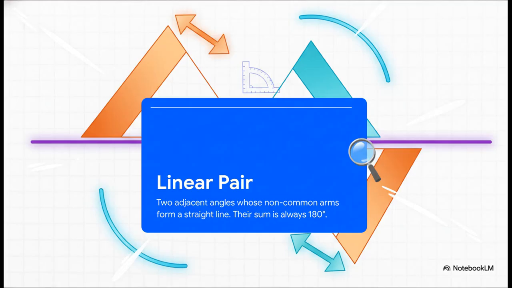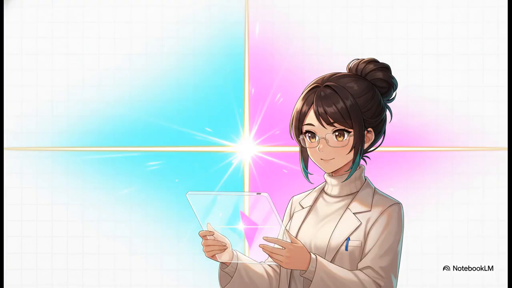A linear pair, that's just a fancy name for two angles that are side by side and form a straight line. And as you can probably guess, this means they're always supplementary. They always add up to 180. And this brings us to a fundamental truth in geometry, an axiom. It's something we just accept as true. If you have angles that form a straight line, they must add up to 180 degrees. Period. This is a non-negotiable rule you can always, always count on.